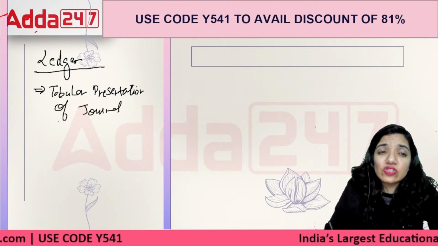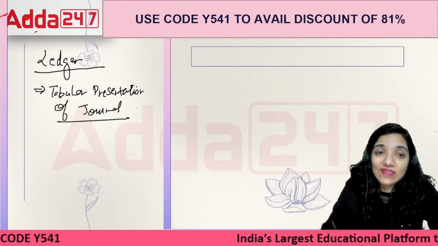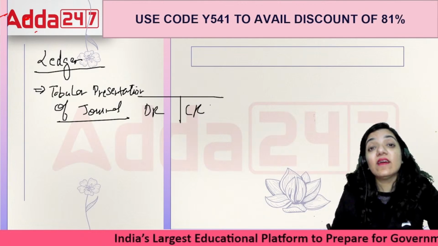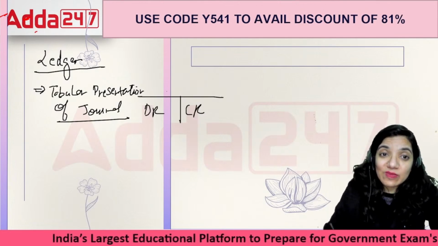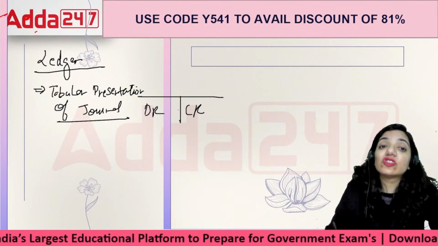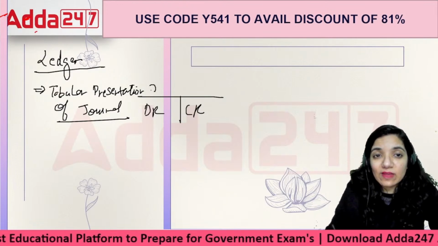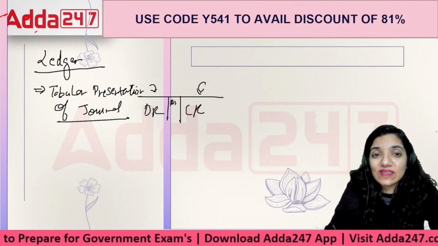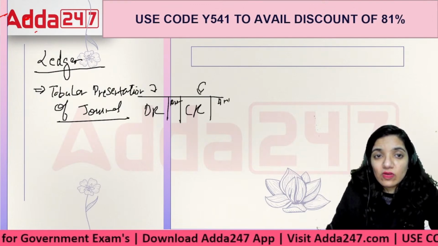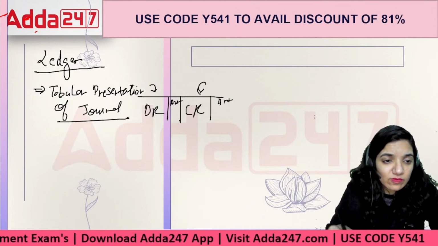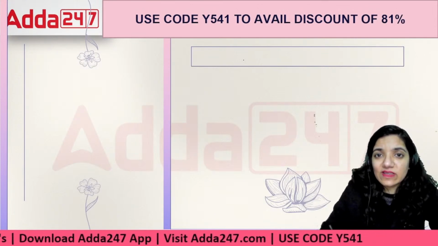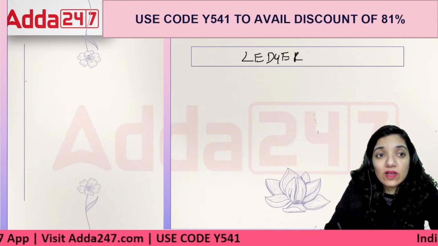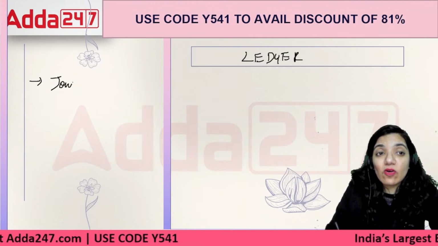Each and every journal entry is recorded in such a manner that all the debits and all the credits are noted in a tabular form, which is called a T-shaped account. The debit side is stated here, the credit side is stated here, and amounts are stated here. So the ledger is basically a tabular representation of the journal, and it is basically summarizing the journal.